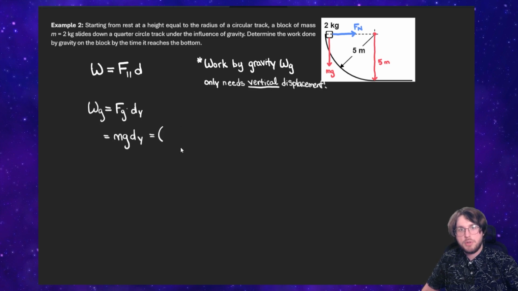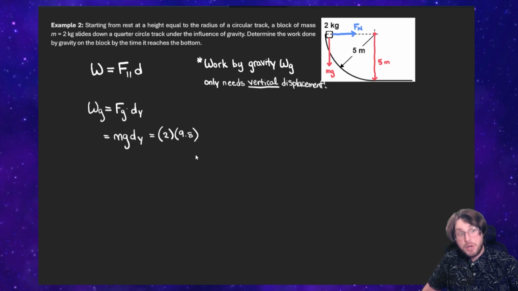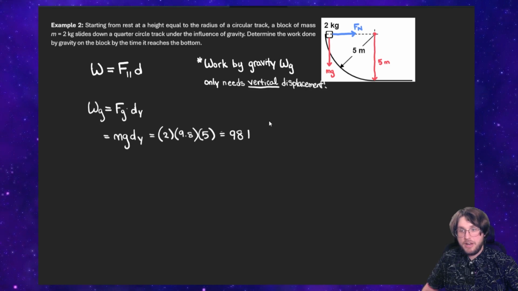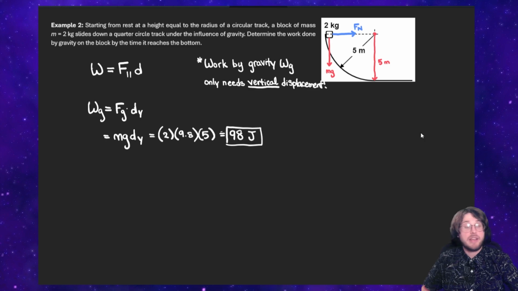So now let's go ahead and plug in our numbers. Our mass is 2 kilograms. Our acceleration due to gravity, for once, I'm actually going to use 9.8 meters per second squared here. And our vertical displacement, we said, was 5 meters because that is the radius of the circle. And so altogether, that is going to equal, go figure, about 98 joules from beginning to end. So that is how much energy this block has gained by the end of the problem, due to gravity at least.